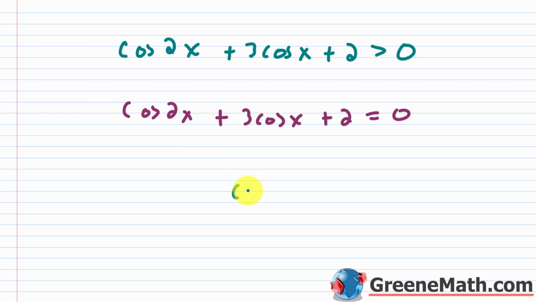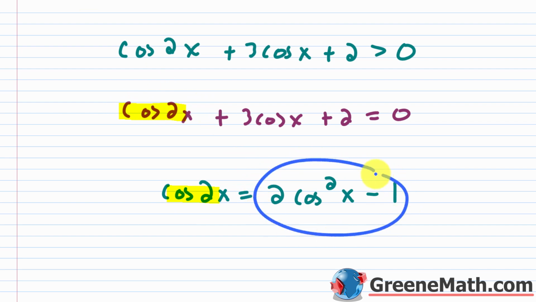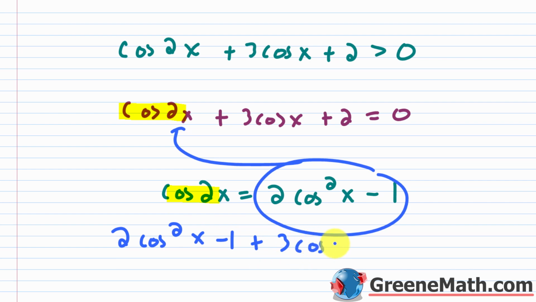So we know that for the cosine of 2x, we have 3 different formulas we can use. Because there's a cosine of x here, I'm just going to say this is equal to 2 cosine squared x minus 1. So since this matches this, I'm just going to take this and plug it in for that. All right, so we have 2 cosine squared x minus 1, and then plus 3 cosine of x plus 2, and this equals 0.